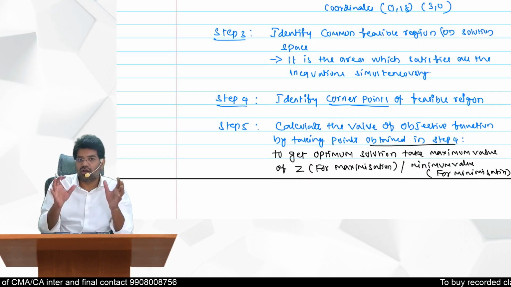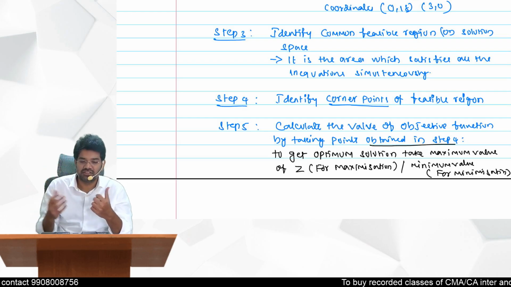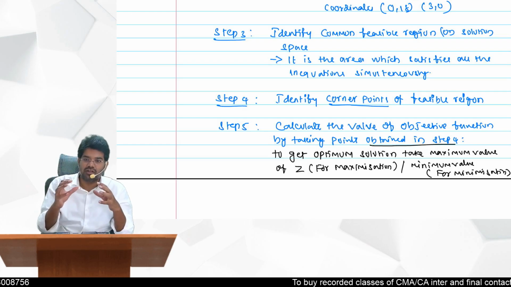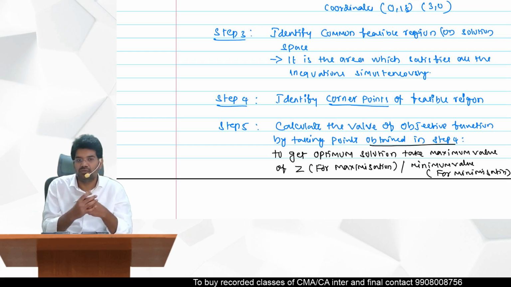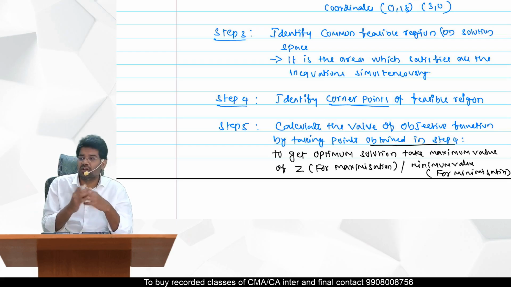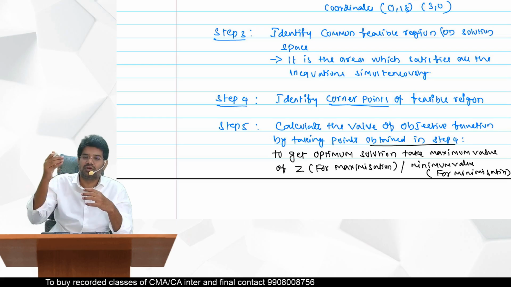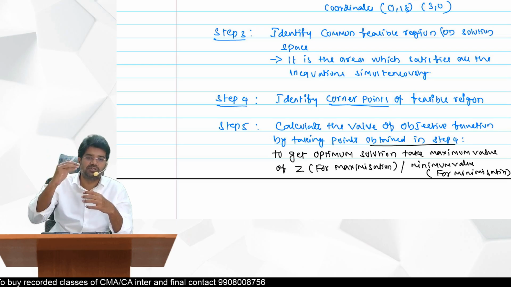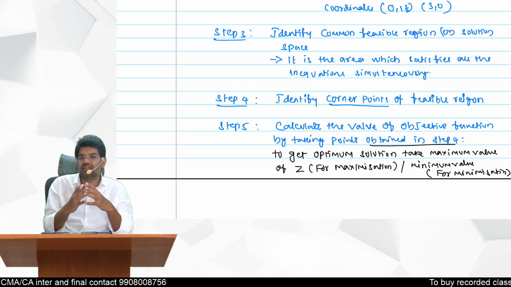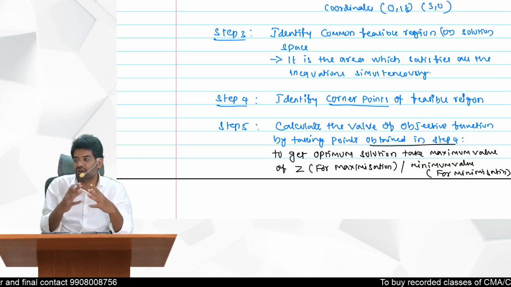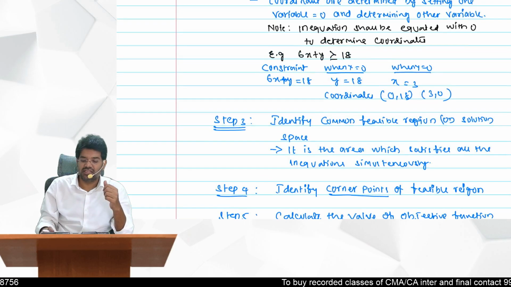Then once you get the corner points, take those corner points and substitute them in the objective function. For each corner point, substitute the x value and y value in the objective function, and you will get the value of the objective function. If your objective is maximization, out of the objective function values you got, you should consider the highest value. If your objective is minimization, you should consider the least value. So these are the steps.